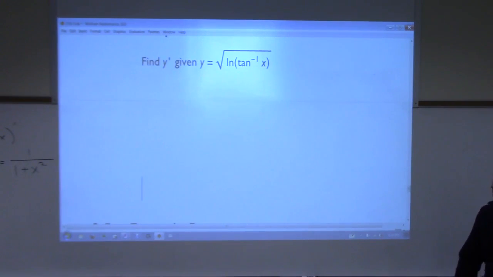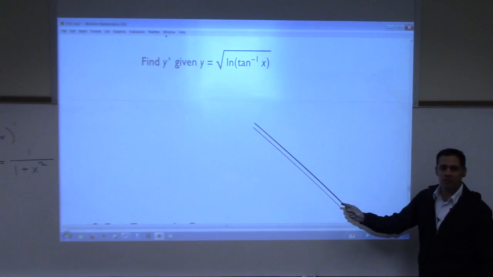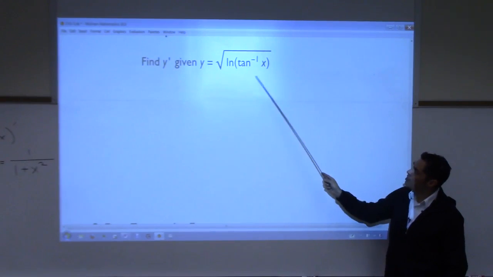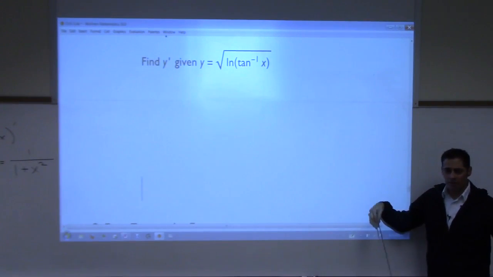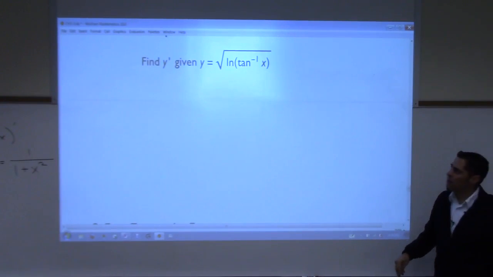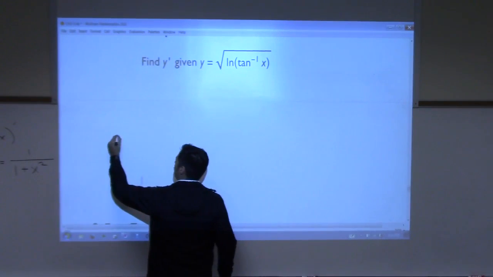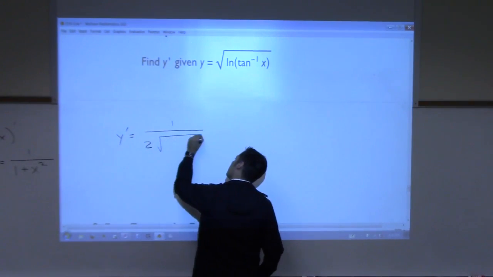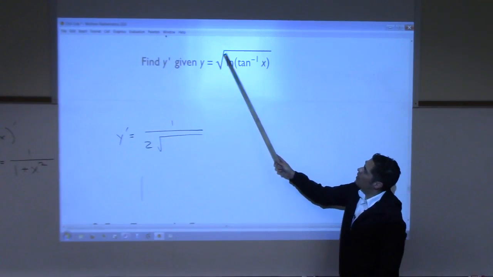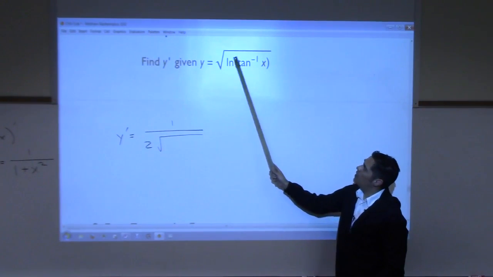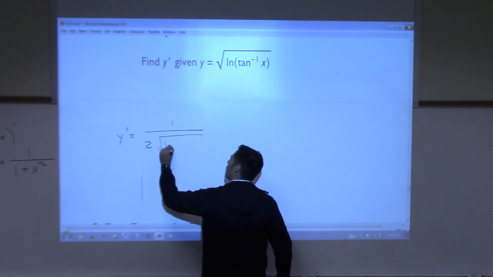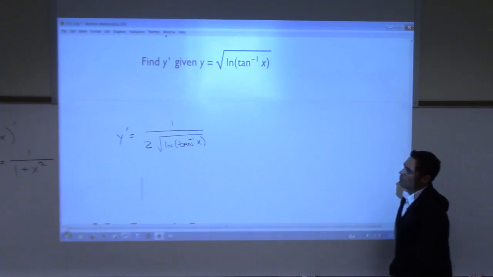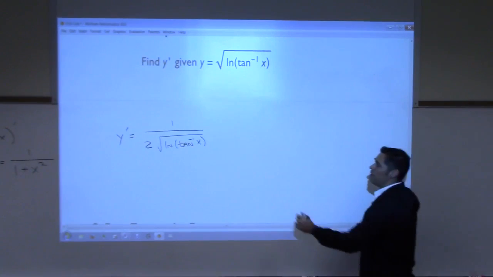All right, so I see 3 layers again. Do you see 3 layers? See an arctan inside of a log, natural log, which is inside of a root. So starting from the outside, working our way in, the derivative of root of something is 1 over 2 times the root of whatever was in the root, right? The radicand, which would be all of this. So that will be natural log of arctan of x times the derivative of what?